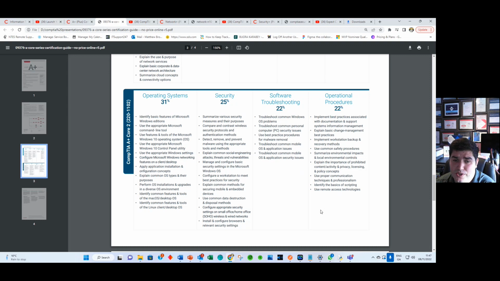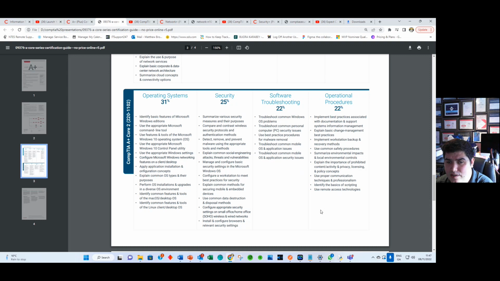So, software troubleshooting is 22%. It's troubleshooting the common Windows and OS problems. You're going to be looking at personal computing, business computing, home computing, all that kind of stuff. You're going to be looking at the common mobile operating system issues that you can have. You're going to have to be able to troubleshoot that. The software troubleshooting is in general about troubleshooting your Microsoft, your Mac OS, your Android, your iOS, all that kind of stuff. So you're going to need to be familiar with that.